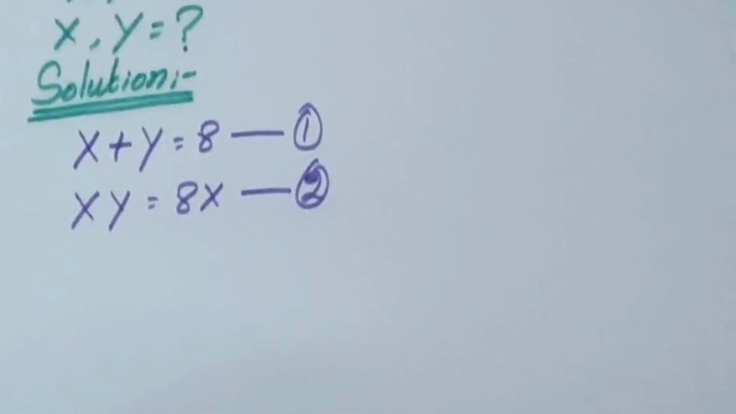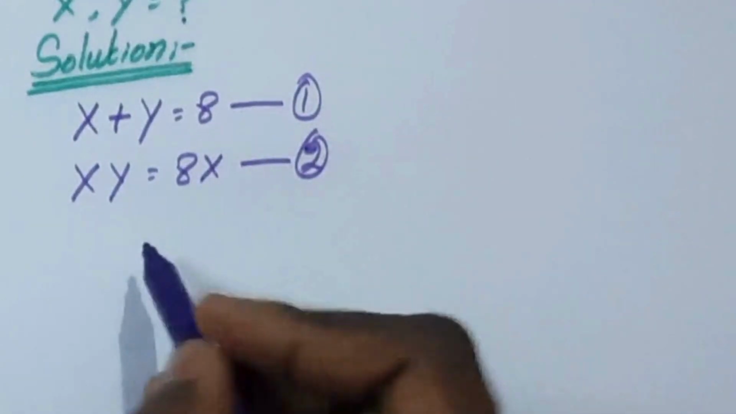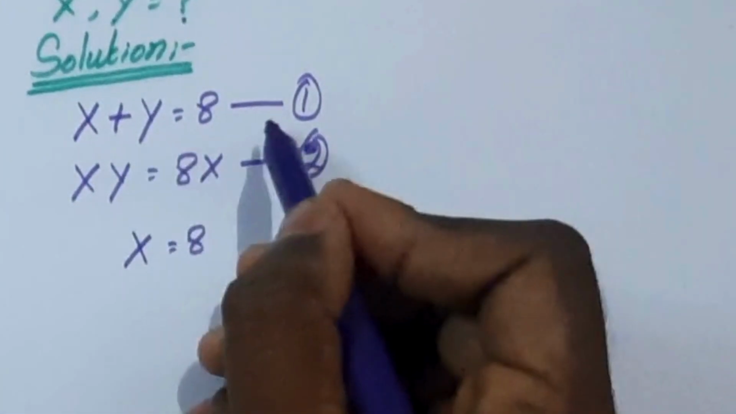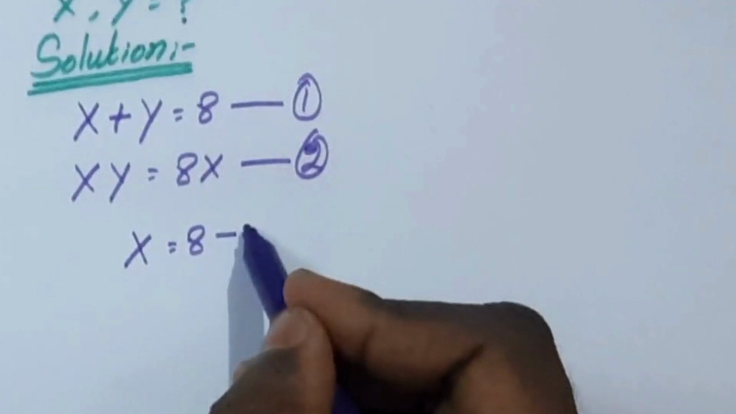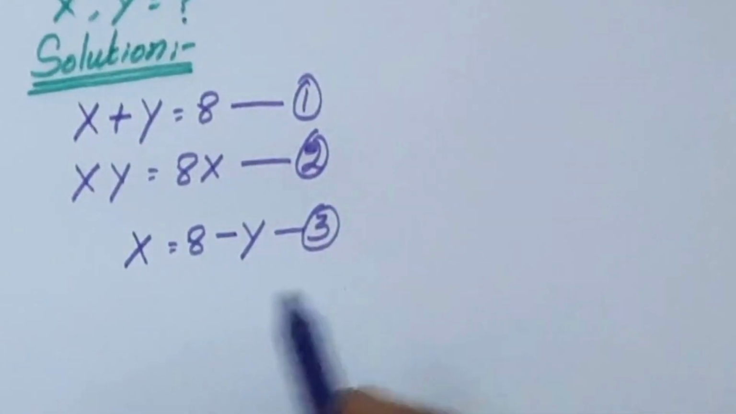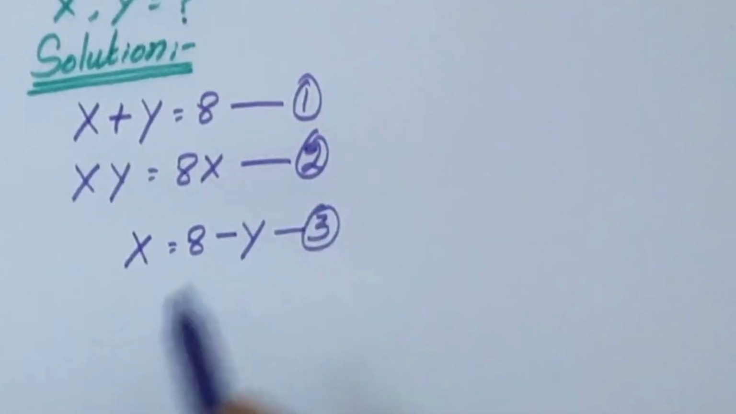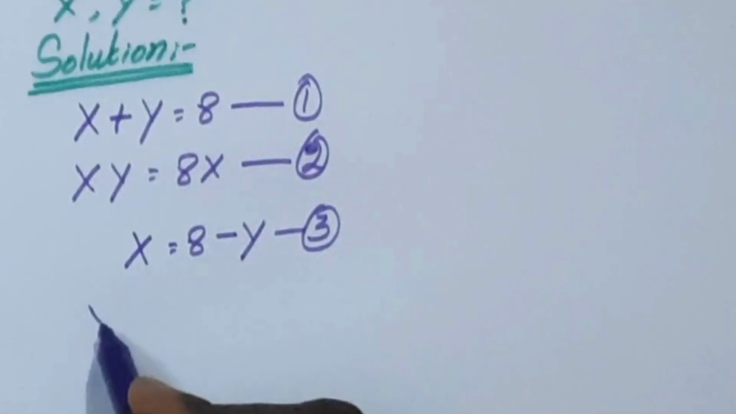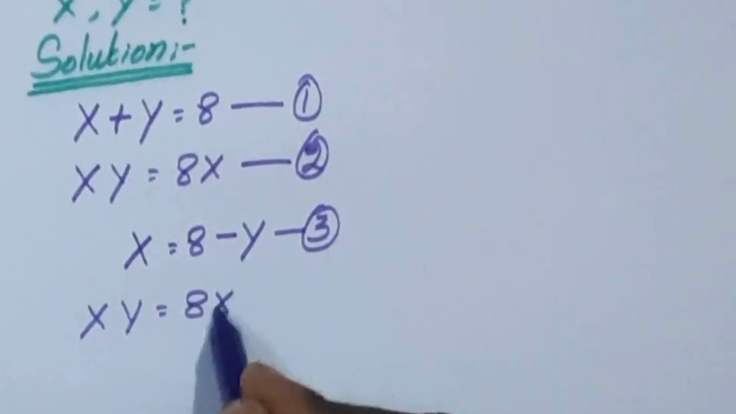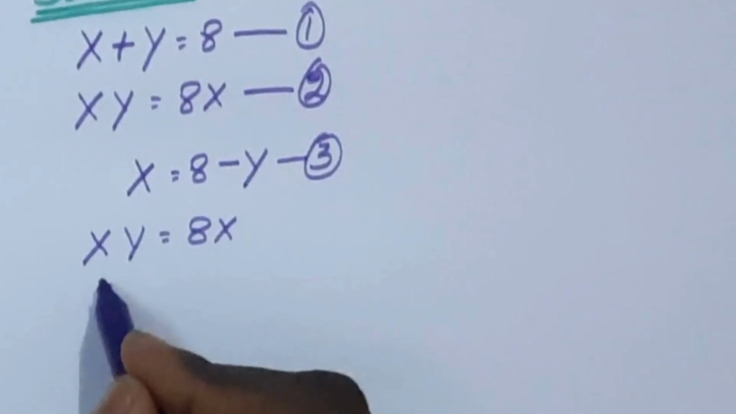Now we are going to find equation 3 from equation 1, that is x equal to 8. We are moving this y right hand side, so minus y. This is equation 3. Now we are going to substitute this equation in equation 2. So equation 2 is xy equal to 8x. Substitute equation 3 here.